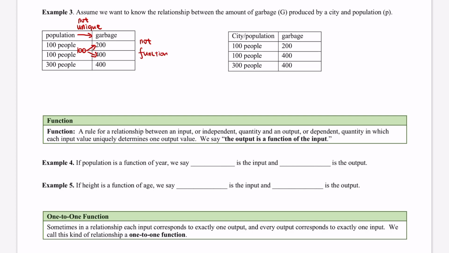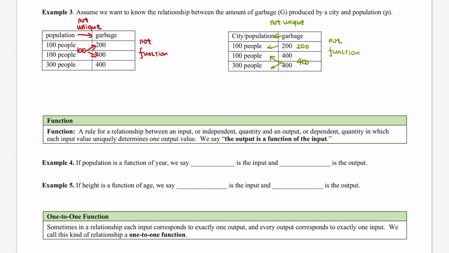And then I will check the opposite direction from the garbage back to the population, or the city here. For the garbage, we also only have two different values, 200 and 400. So 200 goes back to 100, that's unique. But if you have 400 garbage, you can have 100 people or 300 people. So again, that's not unique. For just 400 garbage, you have two possible populations. That's also not a function. So both directions are not a function.